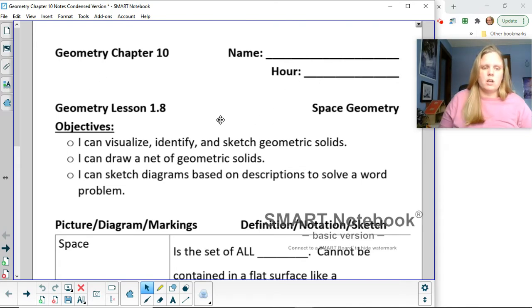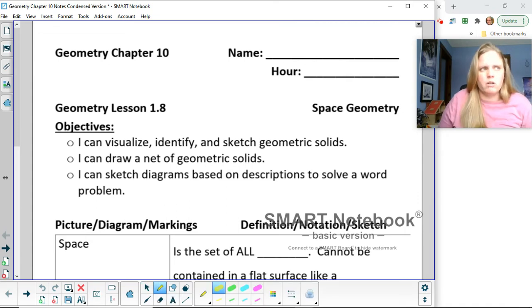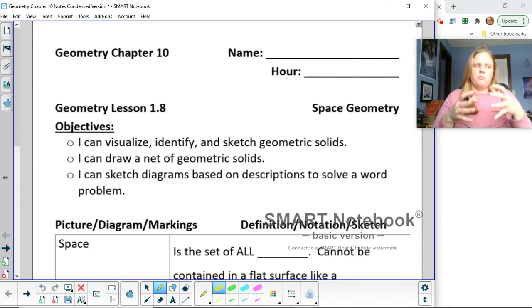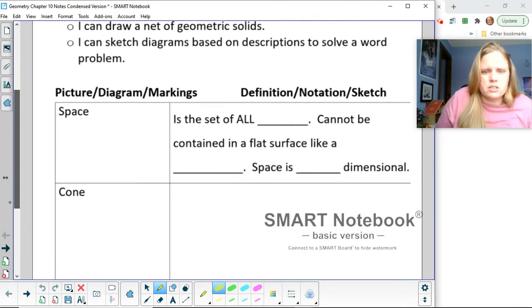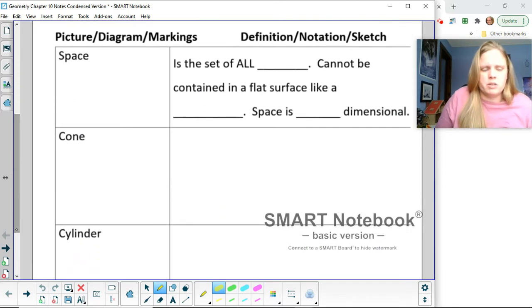So our objectives are to be able to visualize, identify, and draw 3D geometric solids, as they're called, and also be able to figure out what those solids would look like if I had to flatten them out, because some of our volume problems will require us to find certain areas of things, kind of like a surface area problem. And then maybe draw some pictures based on a real world problem. So let's just start with the vocabulary.